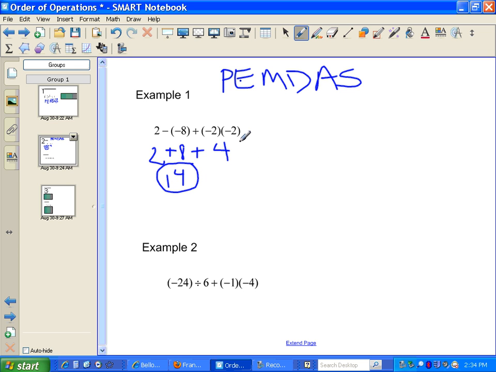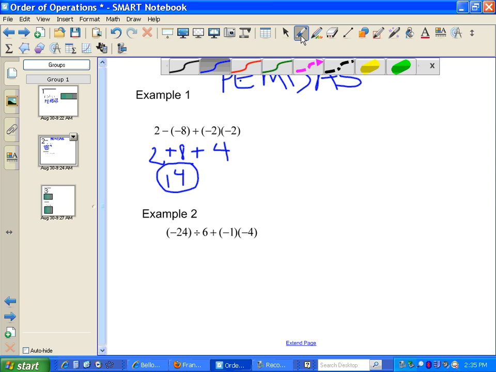Take a look at how I've written out this second step. I want you to show your work by writing out the in-between steps. If we look here at example 2, I'm just going to push this up so I have some space. It looks a little bit trickier, but it's not going to be totally complicated. It looks like we have -24 divided by 6, and then we have a -1 times a -4.